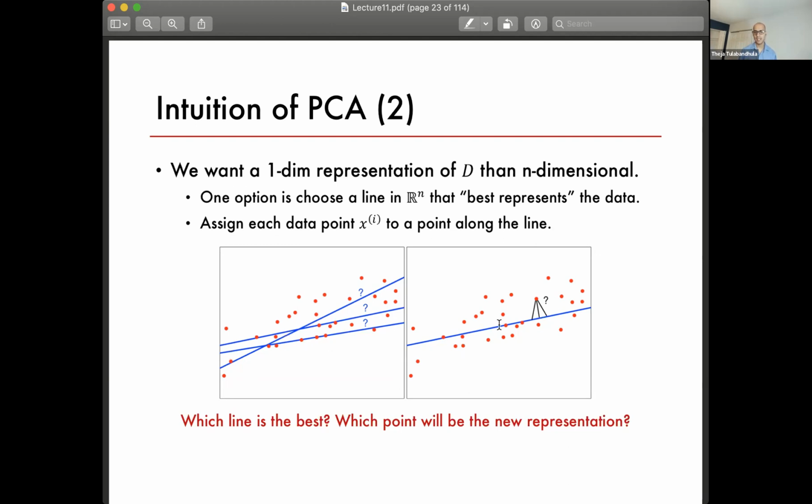If we pick one of these lines and we want to represent the original data points, we have to somehow assign for each of the original data points a point on this line. And then the question becomes, which of these lines is the best new representation for the original data? When we talk about which of these lines is the best, there has to be some objective measure. So some optimization objective needs to be established.